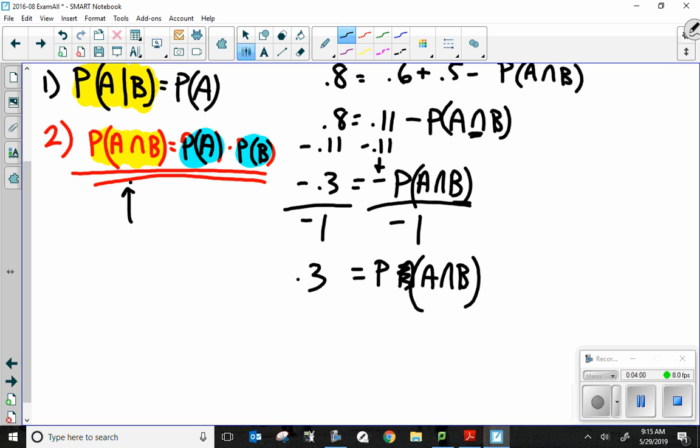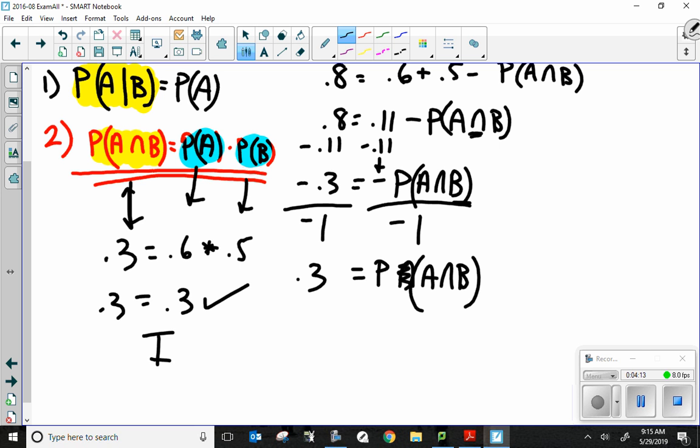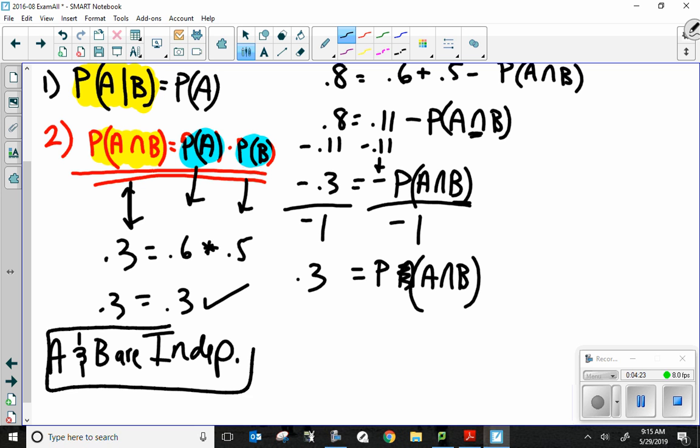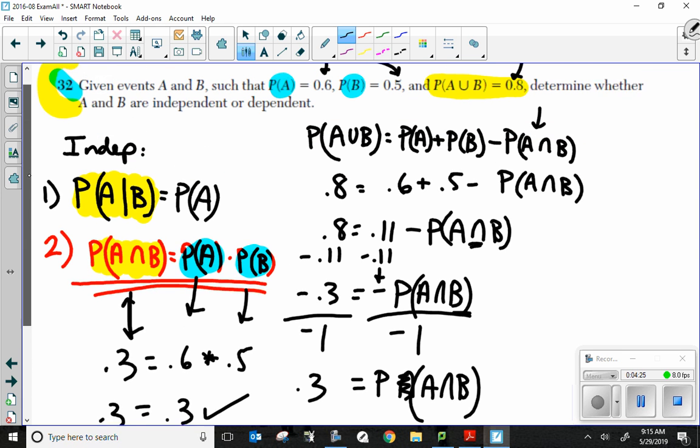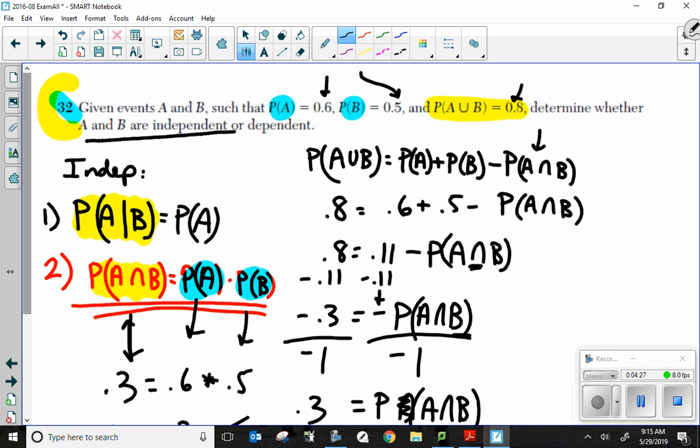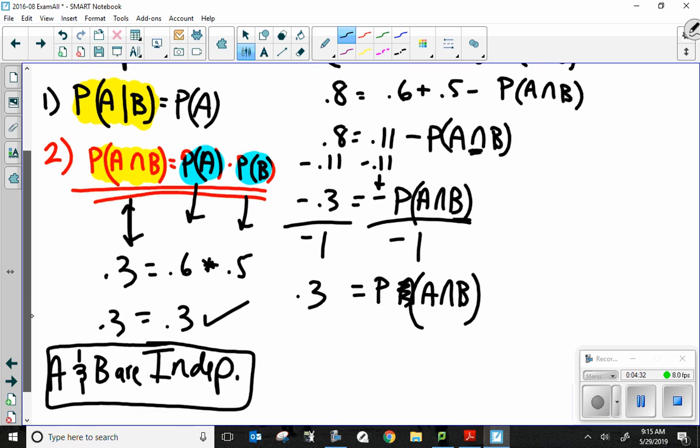Now I have this. Look at that, 0.3. Does that equal the probability of A, which is 0.6, times the probability of B, which is 0.5? Well, 0.3 equals, if I multiply those together, that is absolutely 0.3. So they are independent. And make sure you answer the question. So A and B are independent. Here is the answer. That is what they're asking you: determine whether A and B are independent or dependent. So make sure you answer the question, and we did.